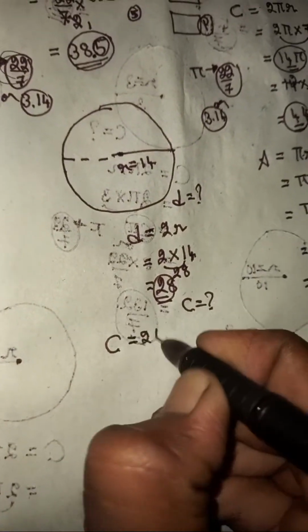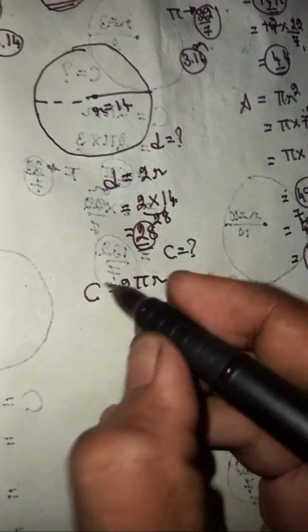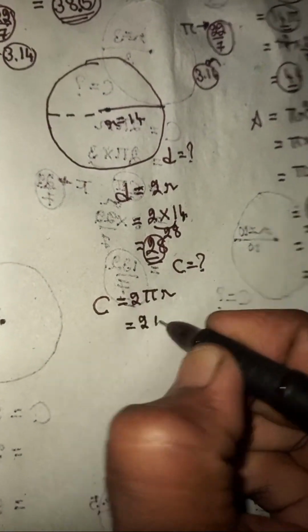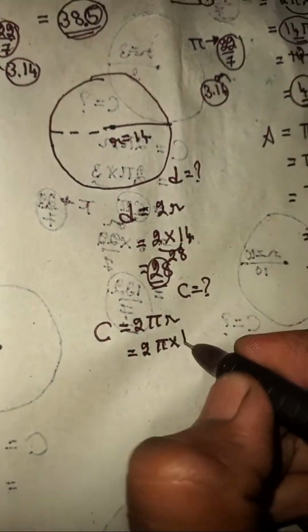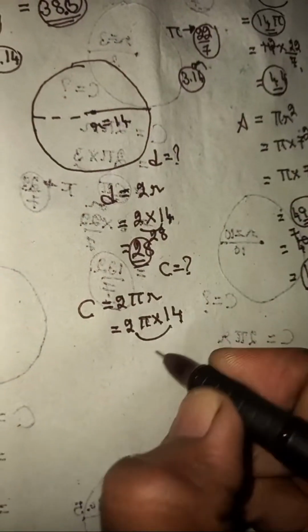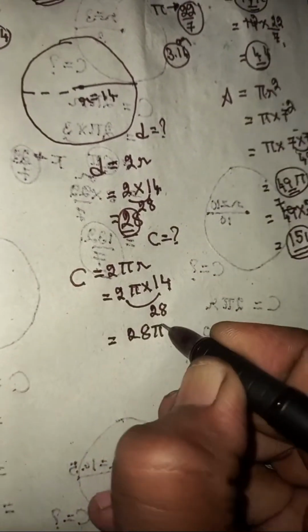Circumference means boundary length, which is 2 pi r. This complete length is 2 pi r. You're going to get 2 pi times of this radius they have given, 14 units. Now 14 times of 2 is 28. So it is 28 pi units.